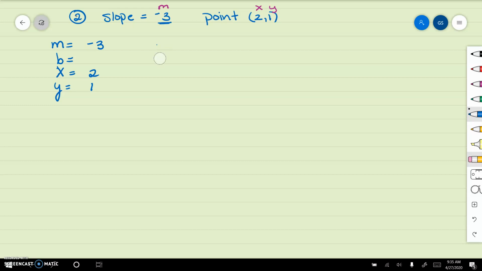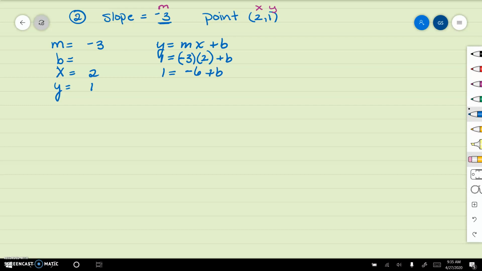So we can rewrite y equals mx plus b, substituting in the m, so -3. The x is a 2. The y is a 1, so that's 1 equals -3 times 2 plus b. Okay, so -3 times 2 is -6. 1 equals -6 plus b.